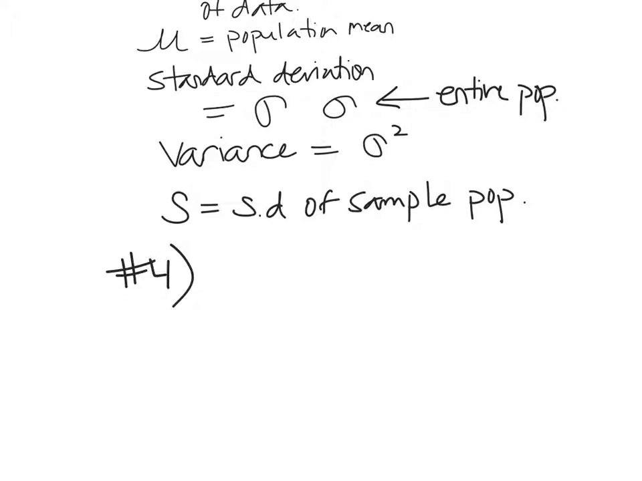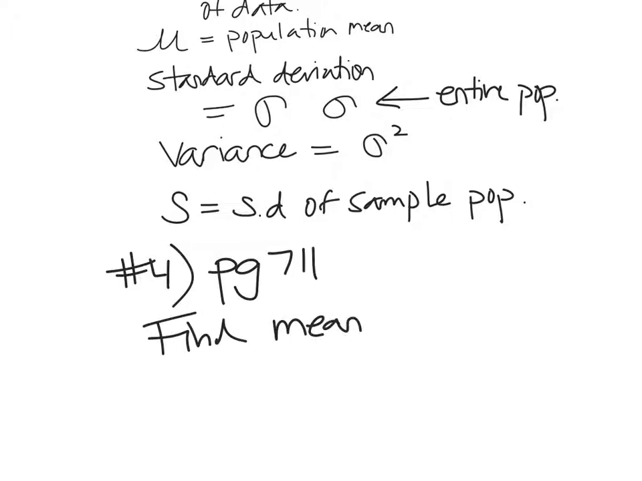It says here, and we're on page 711, a researcher measured 30 newly hatched loon chicks, and they recorded their weights in this data that's shown. So what we're going to do is find the mean and the standard deviation. We can make a histogram of this, we can make a box and whisker plot, we can do all this stuff.